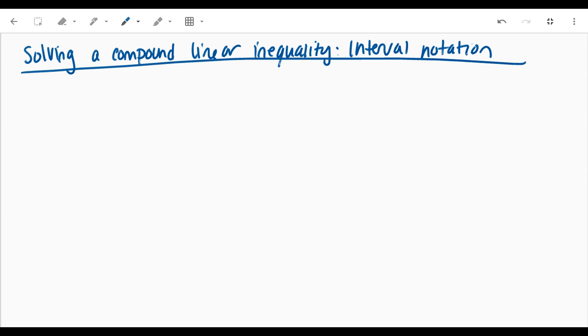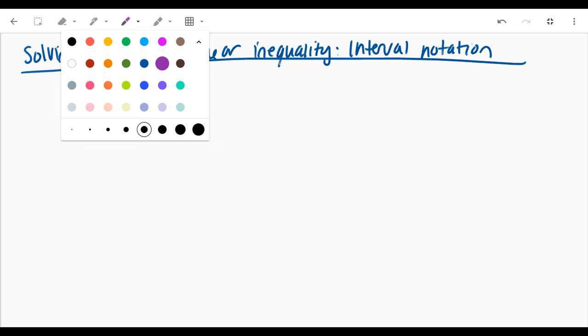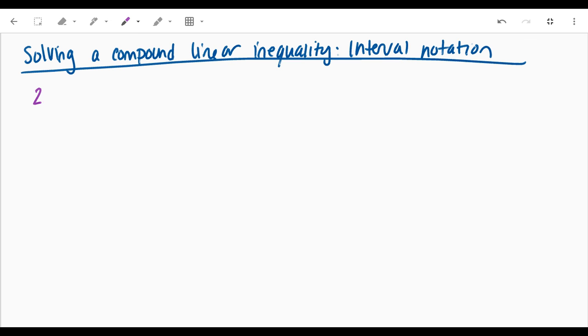Okay, so you kind of want to think about what will make both of these statements true. An example of this one is we have 2u plus 2 is less than negative 2, or 3u minus 6 is less than negative 21. Okay, so we work on each of them separately.